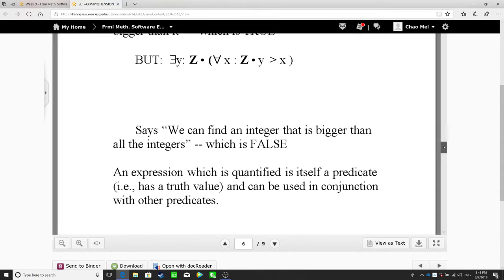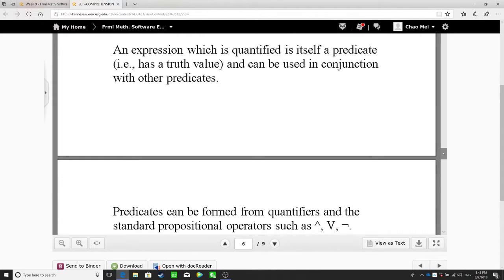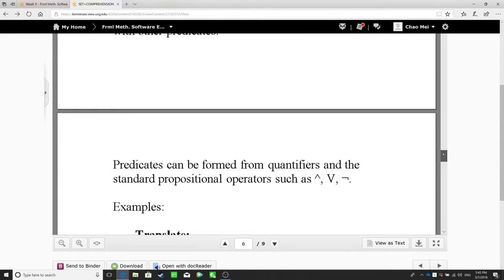Yeah, here we further mix this expression with all those operators. An expression which is quantified is itself a predicate. Yeah, it's a predicate and can be used as a predicate which can be connected by all those operators we talked about, used in conjunction with other predicates. So predicates can be formed from quantifiers and the standard propositional operators such as and, or, negation.